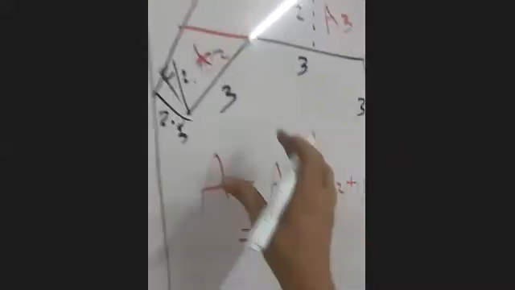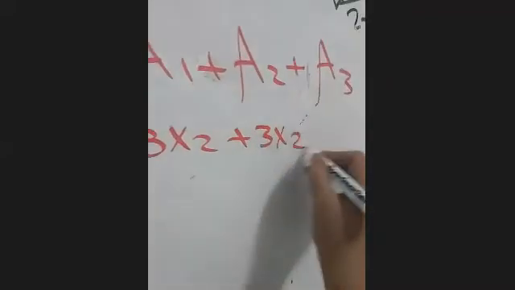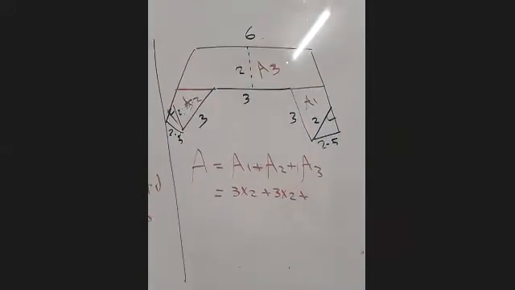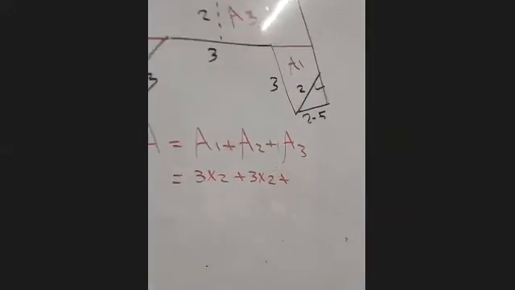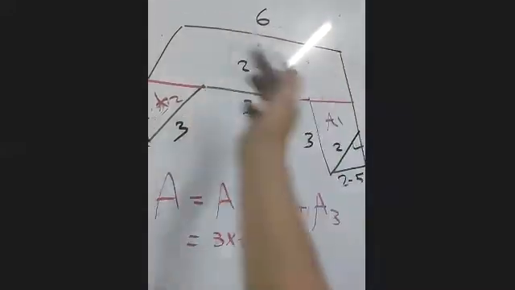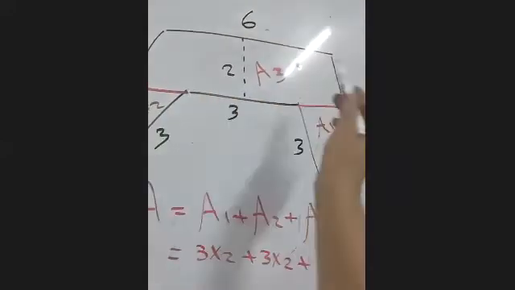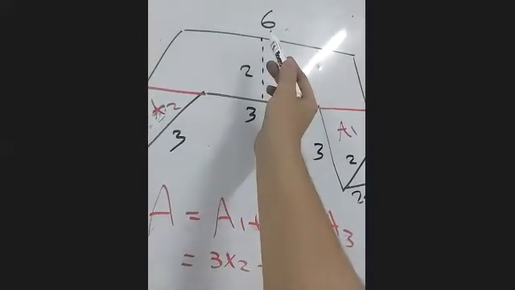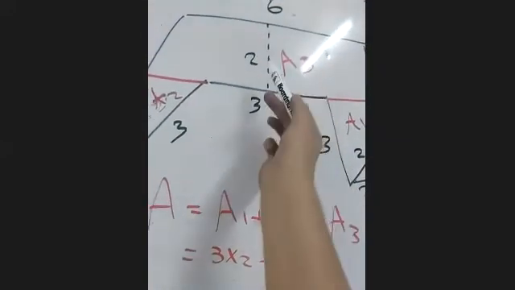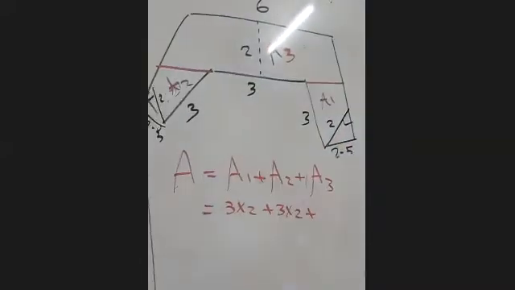Plus area 2, the same idea. 3 multiplied by 2. Good. But how about area 3, which is the trapezoid? Focus now. The formula of the trapezoid is half times B1 plus B2, multiplied by the height, right? Yes. But B2, we know it, how much? 6. And the height, we know it, how much? 2. How much is B1?